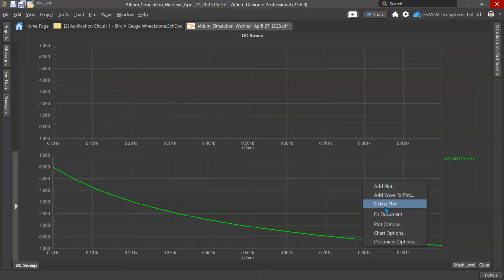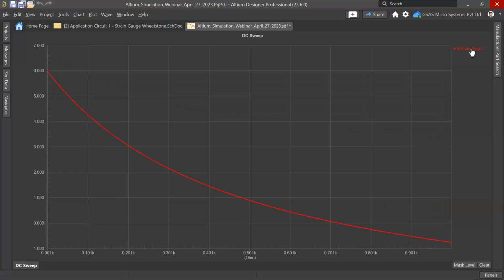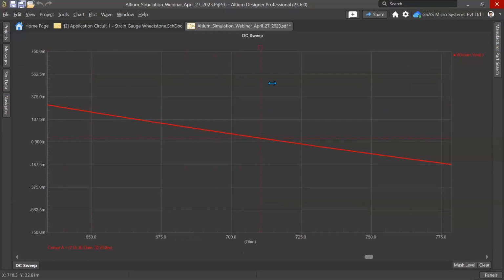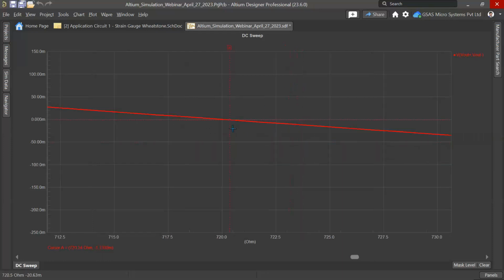Delete plots. Now this is the difference, and we want to understand what is the value of resistor required to satisfy the circuit. To understand where this graph is touching zero, we will use a cursor A to touch where it is touching zero. See, this is the value.